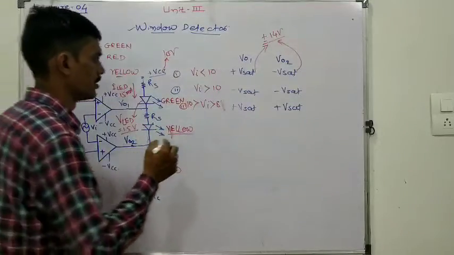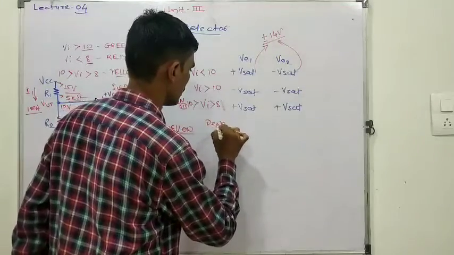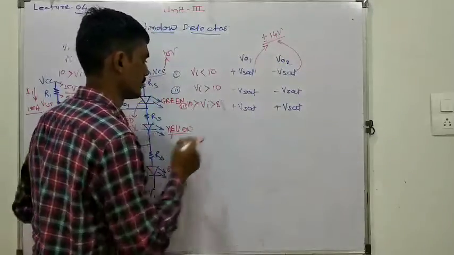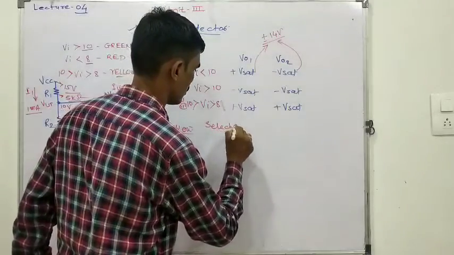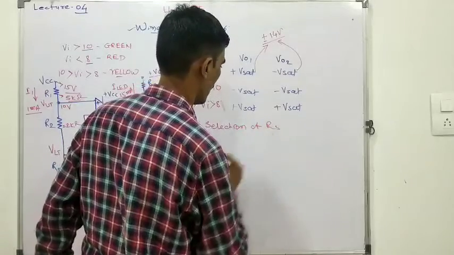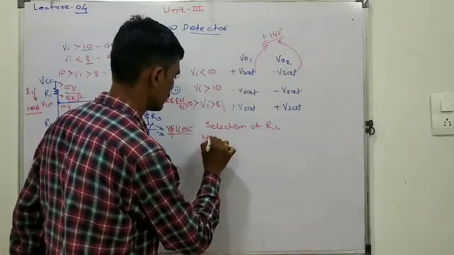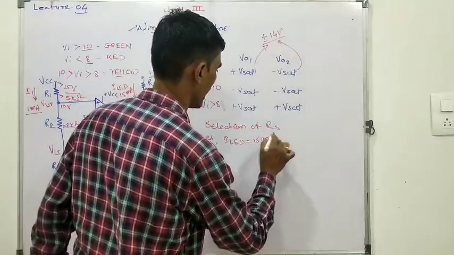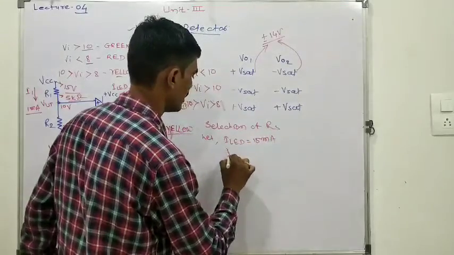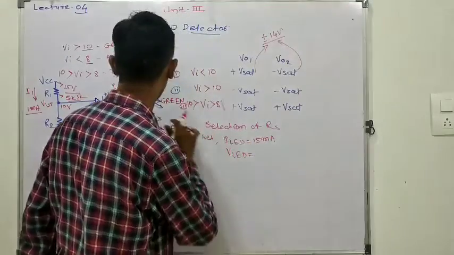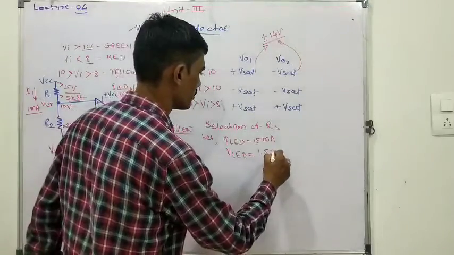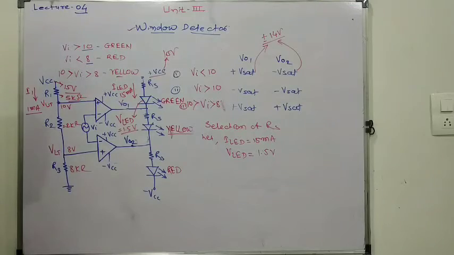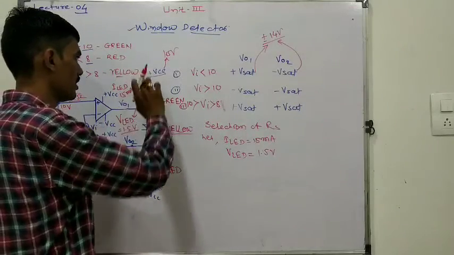Next, design, or we can say selection of RS. Selection of RS. So let us assume ILED is equal to 15 milliampere. That we have to first specify. Then VLED must be specified as VLED is equal to 1.5 volt. So this is to be assumed while selecting RS. Let us start with the value of RS.